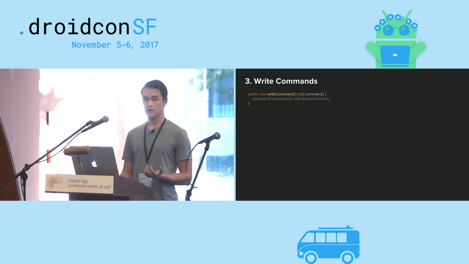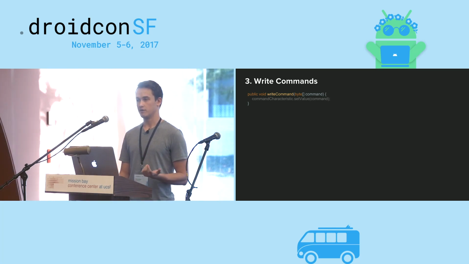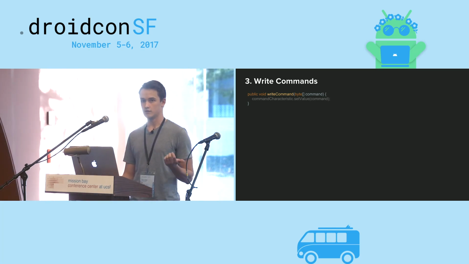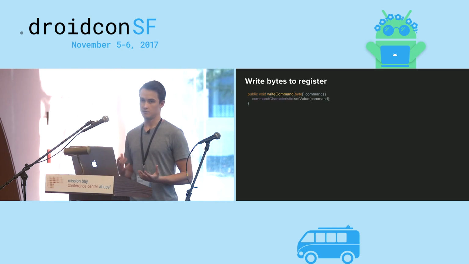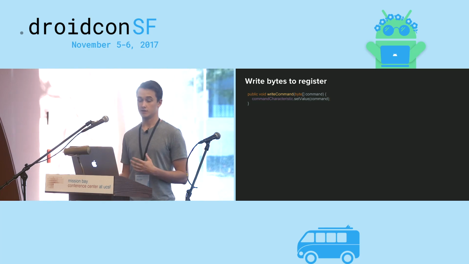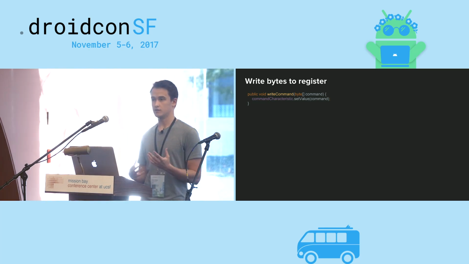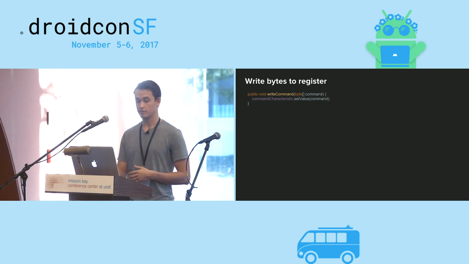The next step is writing commands. The commands are in the format that I mentioned before. It's just a series of bytes that starts with an opcode and arguments. You take that command and write it to a characteristic, which can be conceptualized as a register on the amp. So we're just writing these commands to a register that the amp reads from.